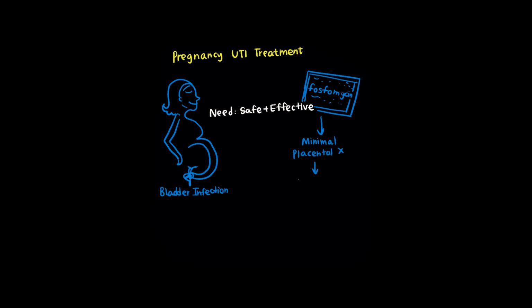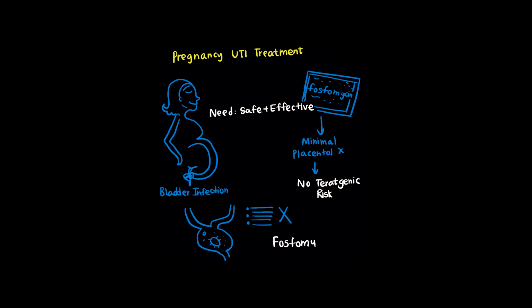Phosphomycin crosses the placenta minimally and has shown no teratogenic effects in studies. The single-dose regimen ensures complete treatment compliance, crucial during pregnancy. It achieves high urinary concentrations, effectively treating common UTI pathogens like E. coli. Unlike fluoroquinolones causing cartilage damage or trimethoprim affecting folate metabolism, phosphomycin has no known fetal risks. Its safety profile makes it ideal for pregnancy. The correct answer is phosphomycin because it provides safe, effective single-dose UTI treatment without teratogenic risks during pregnancy.